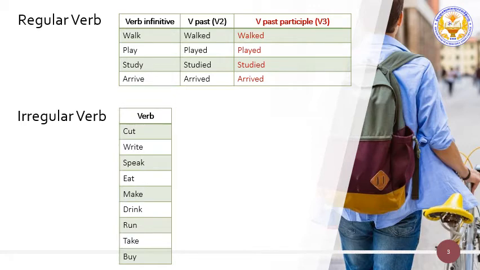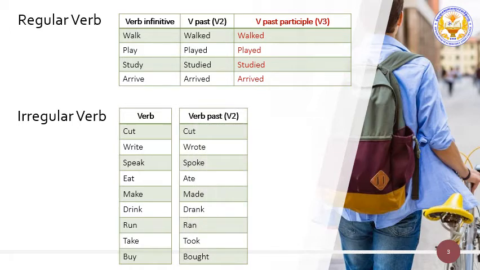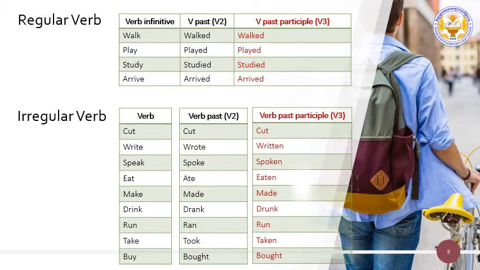And there are some irregular verbs that you have to remember by yourself. Here are some examples that I gave you, verb past and also verb past participle. Some verbs remain the same: cut, cut, and cut. But some words completely change from the original verb. Write, we change to past simple, wrote, and also past participle, written. So please go through the verbs by yourself and try to remember how to change them. And you can use a dictionary to help you.